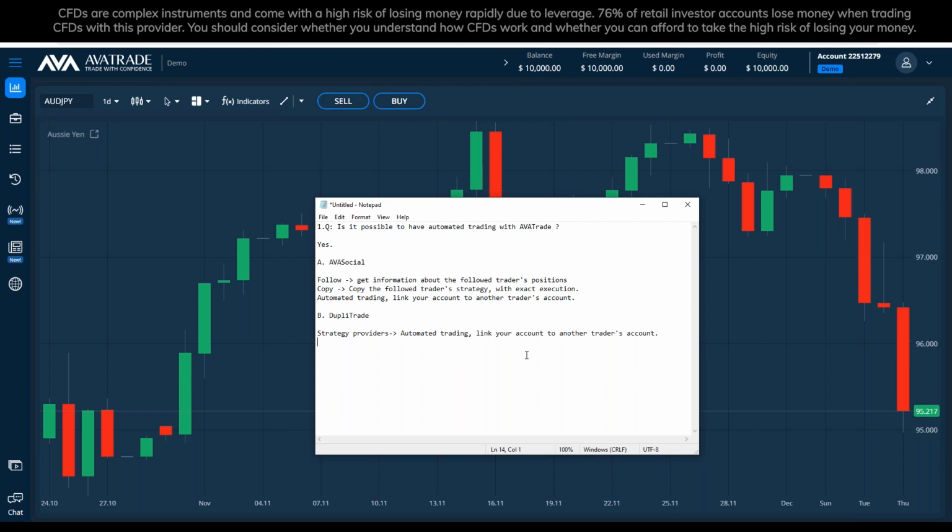So DupliTrade, I almost forgot to mention, in both cases, when you automate your trading, there is a tiny commission in every trade. It's not something that has significant impact, but it's something that is there. So just know that it's there.